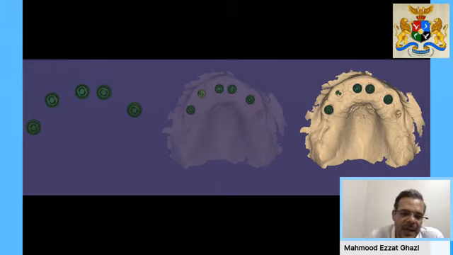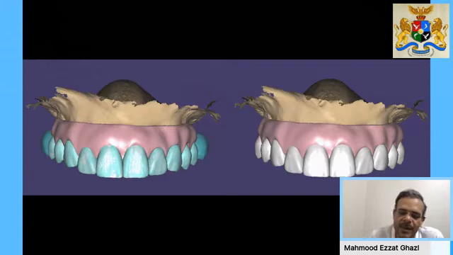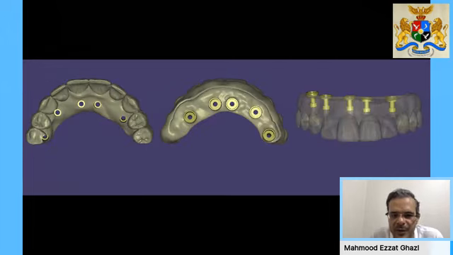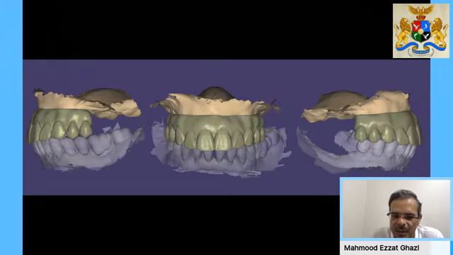So this is the PIC scan. We registered this to our intraoral scan. We now have our implant positions in 3D. Accordingly, we bring in the digital wax-up that we had already done. We designed our final restorations. This was going to be a monolithic zirconia restoration on multi-unit abutments. And these are the designs and adjustment of occlusion.